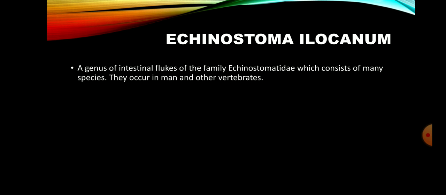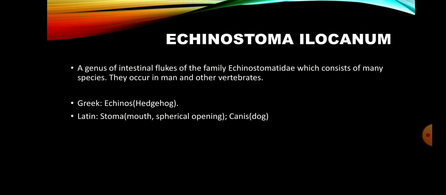Echinostoma ilocanum, of the family Echinostomatidae, is a genus of intestinal flukes which consist of many species. They occur mainly in man and other vertebrates. Echinus is a Greek word meaning hedgehog. Stoma is a Greek word for mouth or spherical opening. Canis is also a Latin word meaning dog. Echinostoma ilocanum in English is a spinal collar fluke.